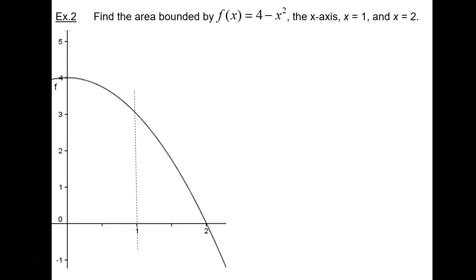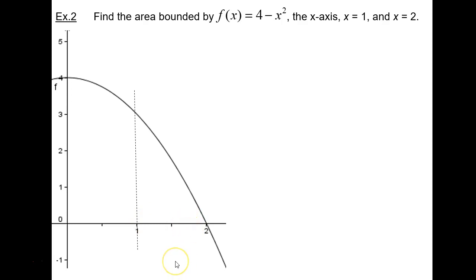Let's try one more. Find the area bounded by the function f of x equals 4 minus x squared, the x-axis, and x equals 1 to x equals 2. So let's be clear what we're talking about. It's bounded by the parabola 4 minus x squared. We want it to go from x equals 1 to x equals 2 and bounded by the x-axis. We don't go below the x-axis.